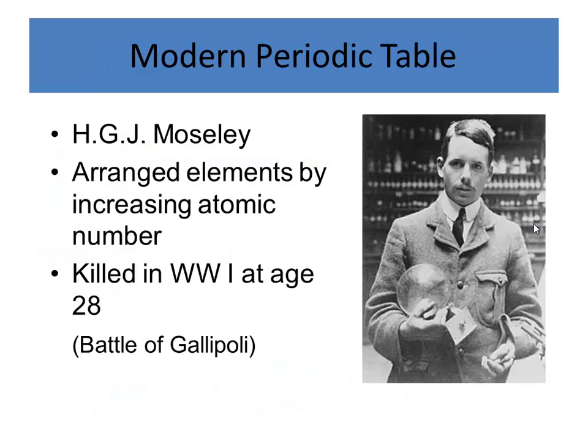Moseley was the one who is credited with creating the modern periodic table, and he arranged it by increasing atomic number. So I want you to copy down that middle bullet point right there. The modern periodic table is by atomic number. And he died very young in the Battle of Gallipoli in World War I.